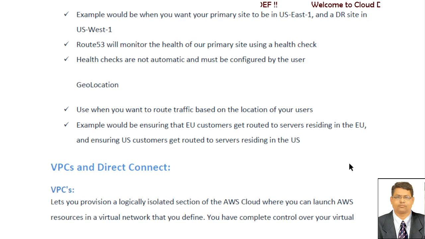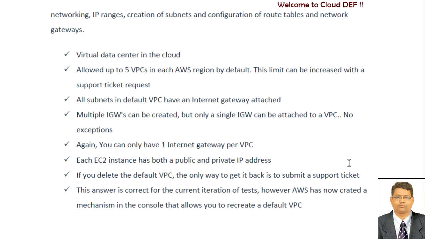VPCs and Direct Connect. VPCs lets you provision a logically isolated section of the AWS cloud where you can launch AWS resources in a virtual network that you define. You have complete control over your virtual networking, IP ranges, creation of subnets and configuration of route tables and network gateways. Virtual data center in the cloud. Allowed up to 5 VPCs in each AWS region by default. This limit can be increased with a support ticket request.